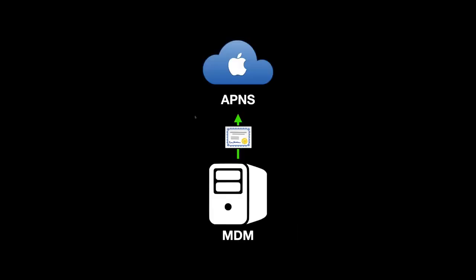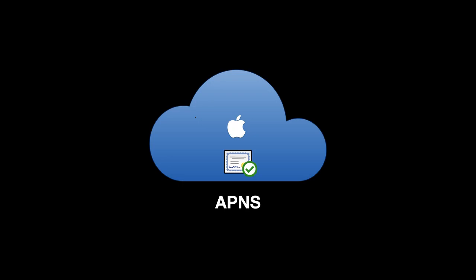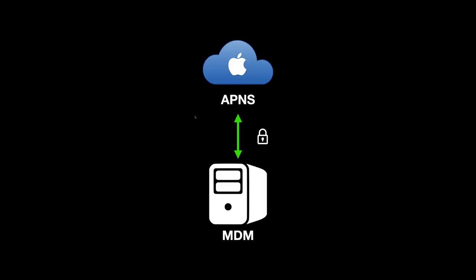The MDM server now sends the APNS push certificate it was issued by the Apple push certificate portal. APNS will check the push notification certificate it's been sent and verify that it's valid, telling APNS that the MDM can be trusted to communicate with. Now, once both sides know that the opposite end can be trusted, they exchange cryptographic ciphers and start their secure conversation.